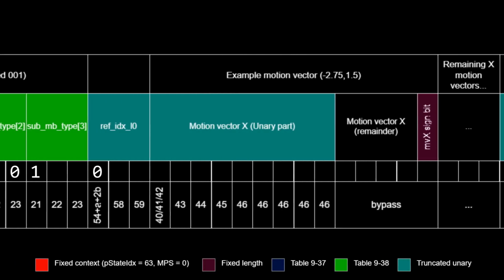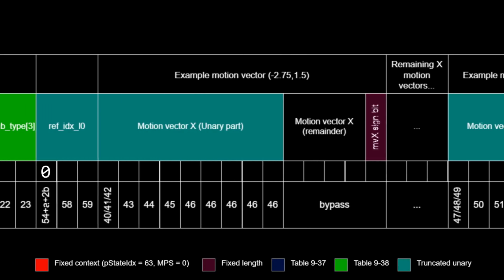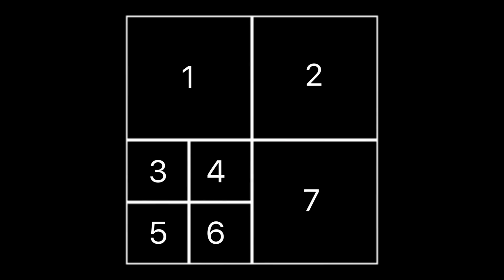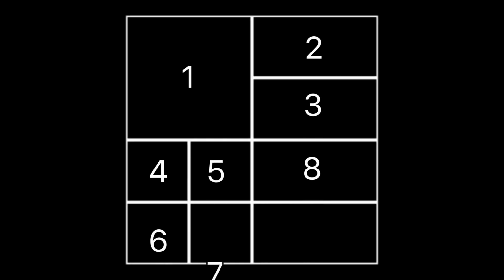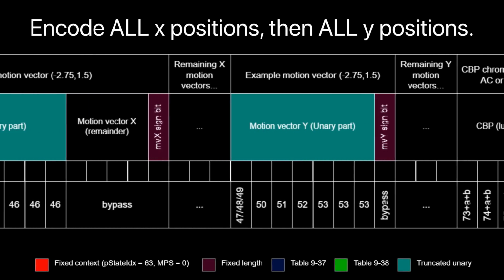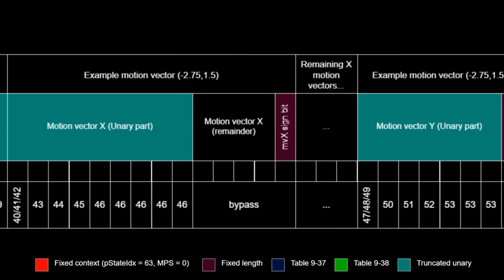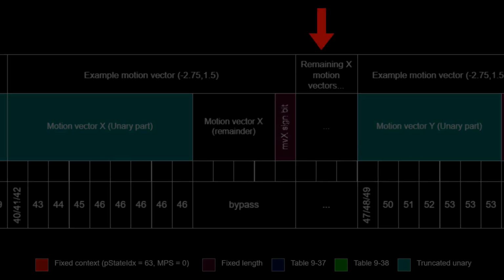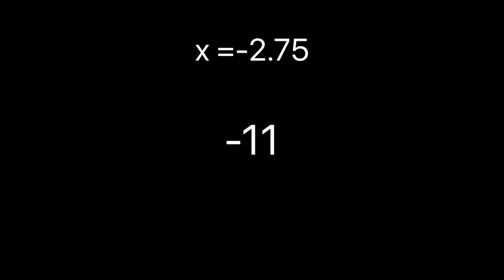Next, we'll encode the motion vectors for each partition of the macroblock. We go through each partition in order from left to right, then top to bottom, and if there are sub-macroblocks, we follow the same order for those as well. For each partition, we encode the horizontal X offset first, then the vertical Y offset. The offsets will be encoded in 3 parts: the unary, remainder, and sign bit. For the unary part, multiply by 4 to remove decimals. Get the absolute value, write it in unary, and limit it to 9 bits.